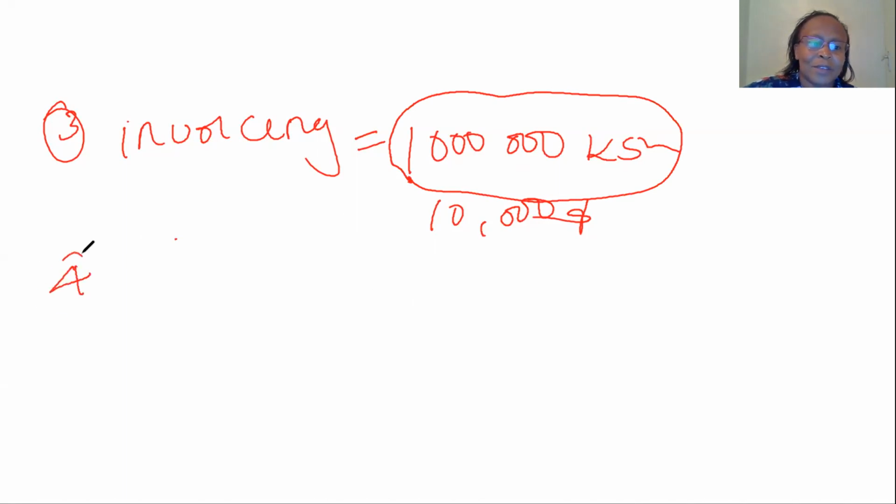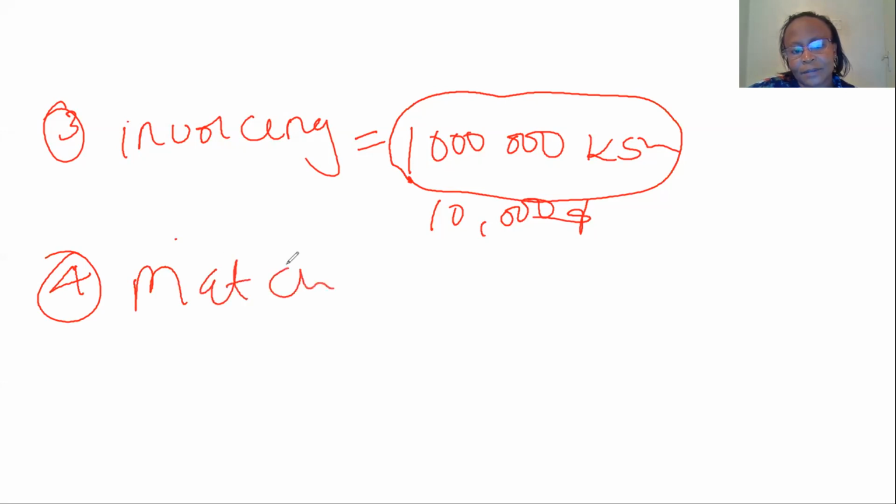Which other method do you think you can use? There's what we call matching.